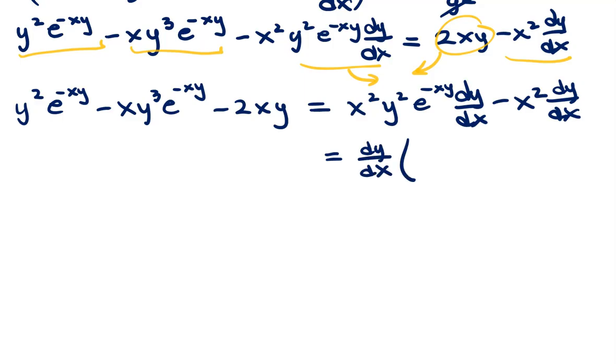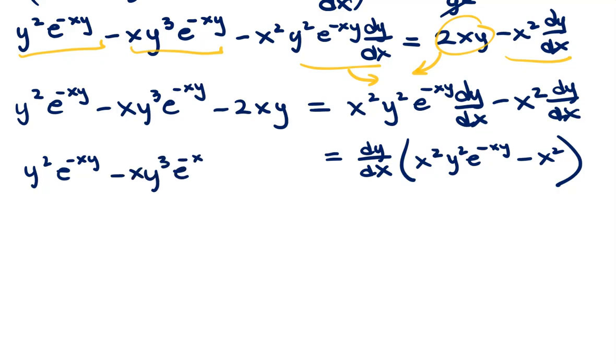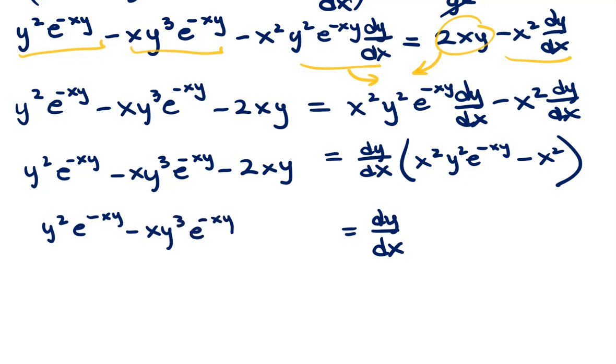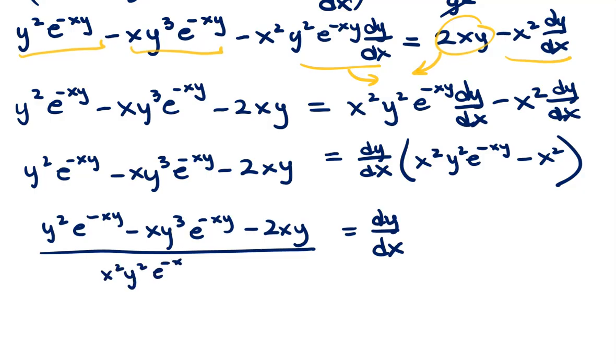We need to get down to a single dy/dx, so we'll factor it out. x squared y squared e to the negative xy minus x squared. I haven't done anything to the left-hand side, so we'll just keep that as is. Okay, and then last step, if I want to solve for dy/dx, I just need to divide by that stuff in the parentheses. So I'll have the left-hand side still exactly as it was, and then I will divide that by x squared y squared e to the negative xy minus x squared. And that is my answer.